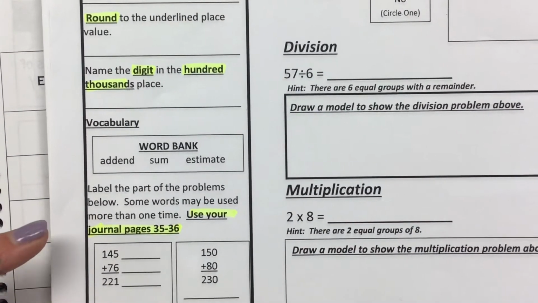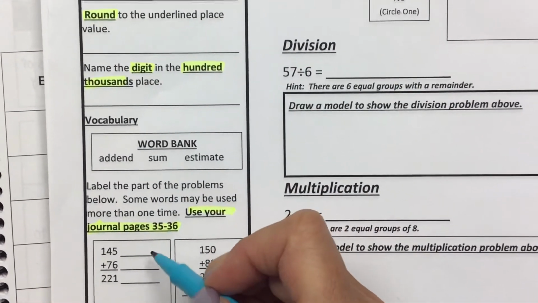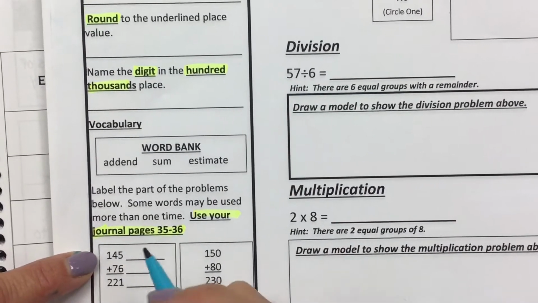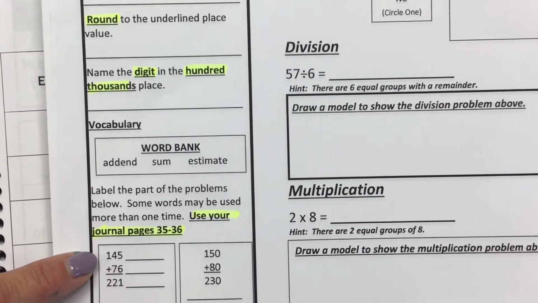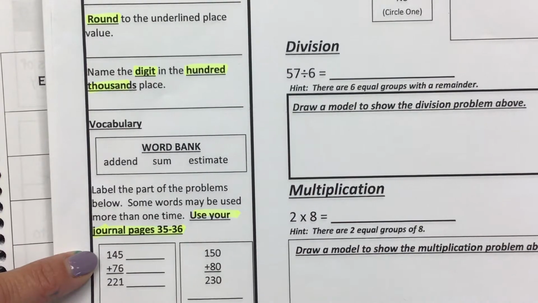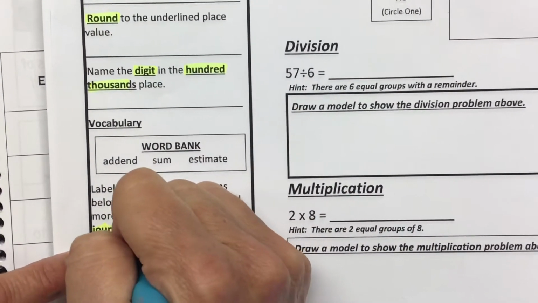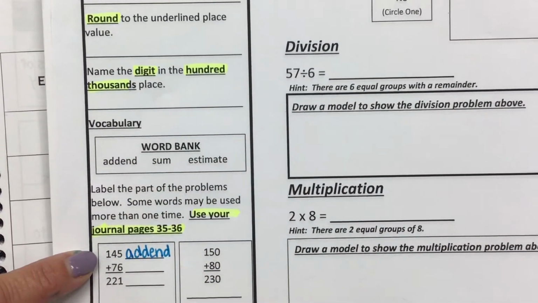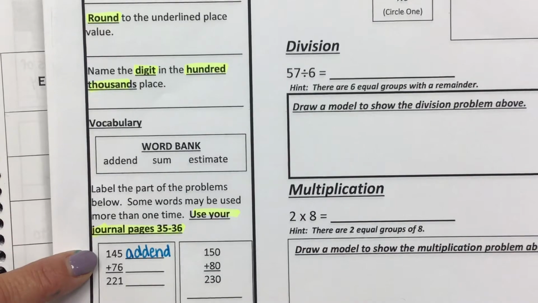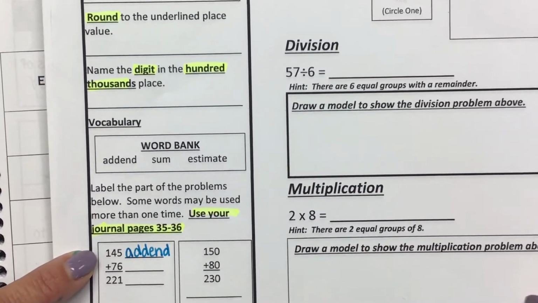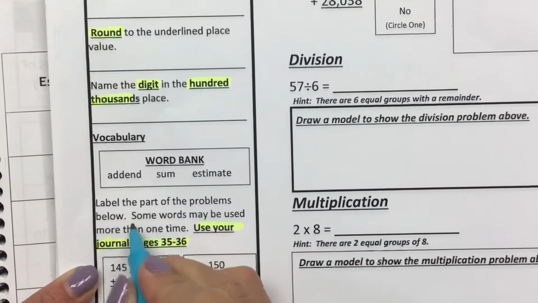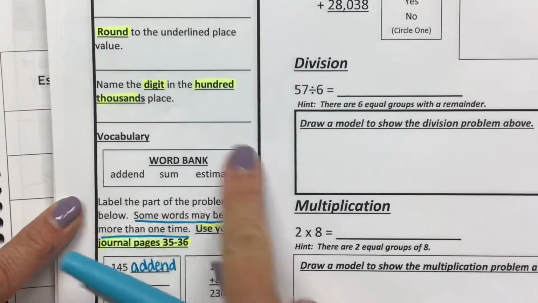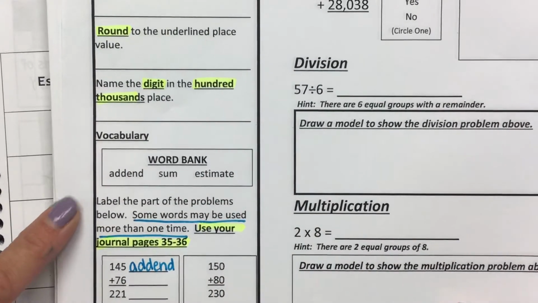Okay, so just for reference, I'll do one of these for you. Okay, what do we call the 145 in this problem? Is it an add-in, a sum, or an estimate? Addie? Add-in. So we're going to write that on the line. Does anybody else need the stapler? Kaden needs it. Ella? Oh, I gave it to her. Okay. Now, it says some words may be used more than one time. There are 4 blanks and only 3 words. Okay?